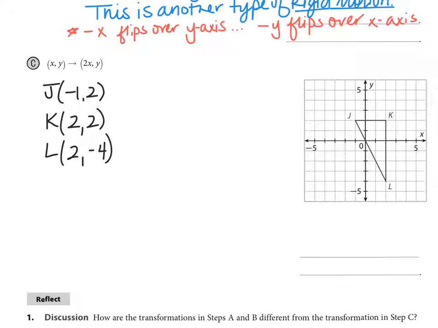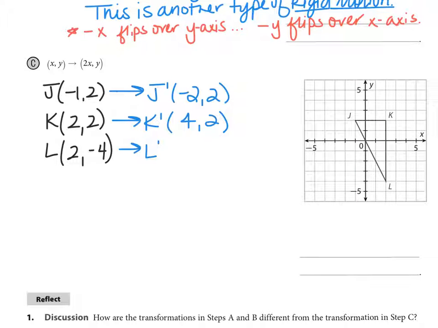Okay, so example C here, notice that in the instructions, they're telling me that for the x value, I need to multiply it by 2, right? That's taking x and changing it to 2x. And for the y value, I'm going to be keeping that the same. Okay, so if I work that out, that means my new coordinates are going to be j prime, so multiply the x by 2, negative 2, and keep the y value the same, 2. All right, k prime is going to give me 4 and 2. Last one, multiply the x value by 2 and keep the y value the same. So I'm going to go ahead and plot these and see what's going to happen.